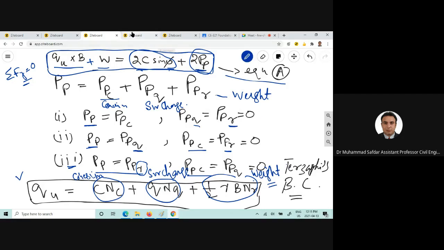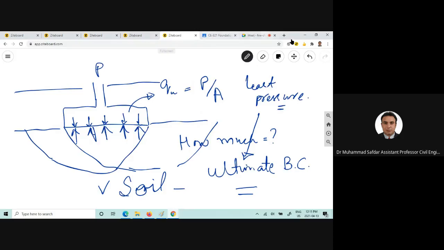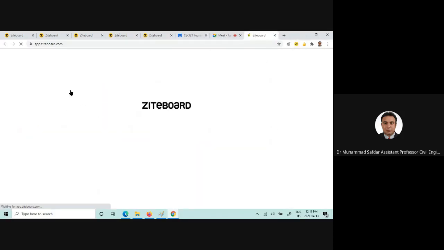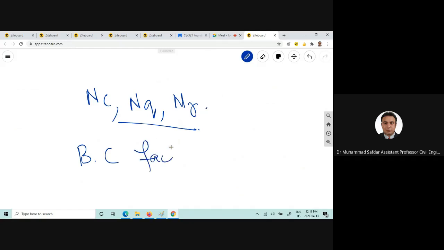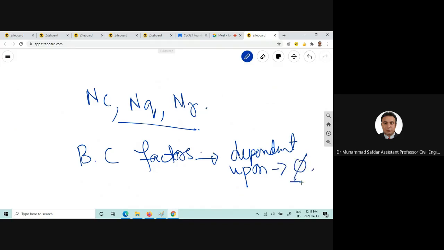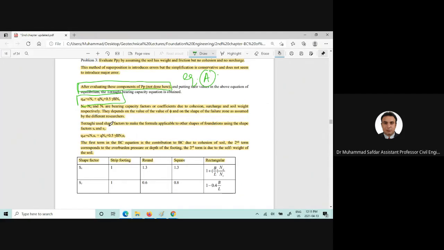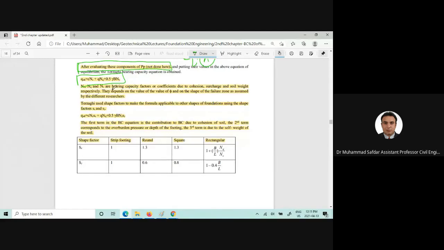Now the next question is what we mean by Nc, Nq, and N gamma. These are the bearing capacity factors, which are dependent upon the friction angle. This is the equation which we got for a strip footing, where the length is greater than the width of the footing.